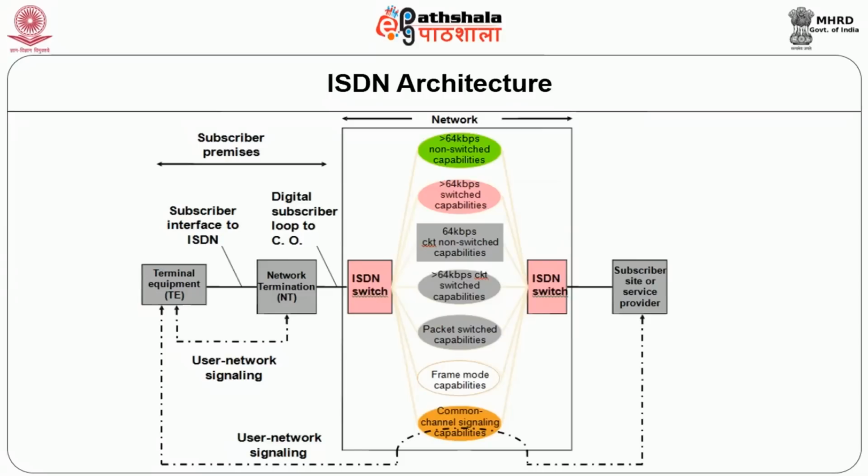Then there is an ISDN switch at the other end of the exchange, and between these two switches the signals are transmitted. Then the other subscriber gets whatever signal we have sent. This is the architecture. The subscriber premises is noted outside the box, and the rest of the things happen within the network at the ISP level.